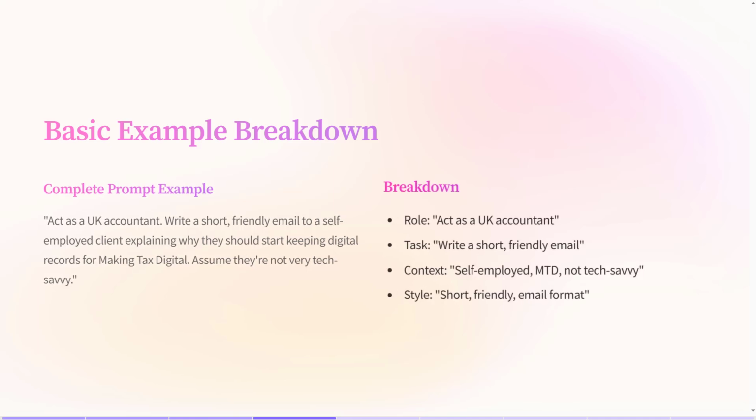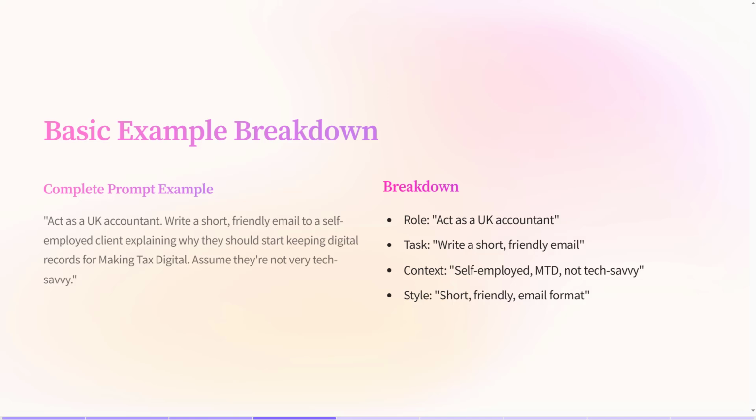So let's break this down. We've identified the role. The AI is acting as an accountant based in the UK. The task is to write a short but friendly email explaining why they should start keeping digital records. It's given us the context that the client is self-employed, that they are not very tech savvy, and that they need to keep these records because they are preparing for Making Tax Digital. And the style, again, is short, friendly email format. That is a breakdown of a good prompt.